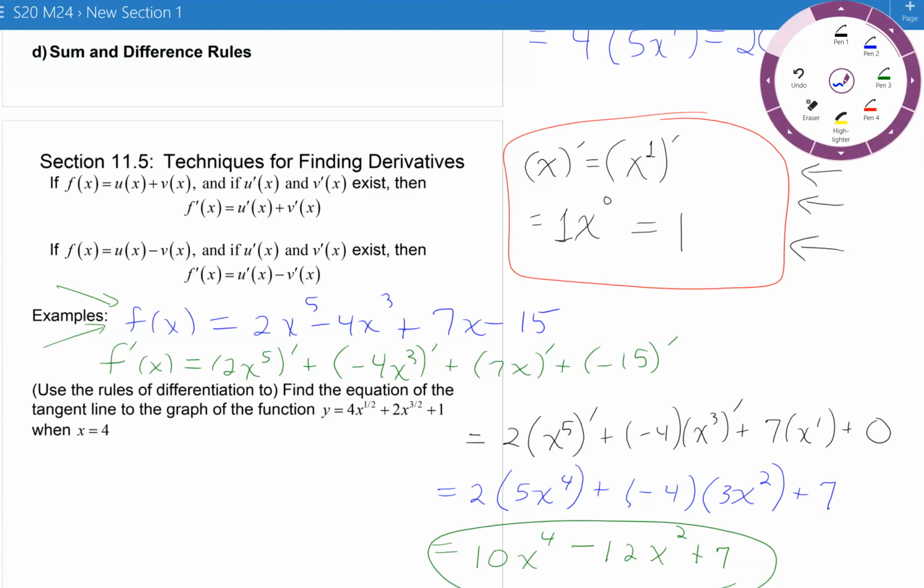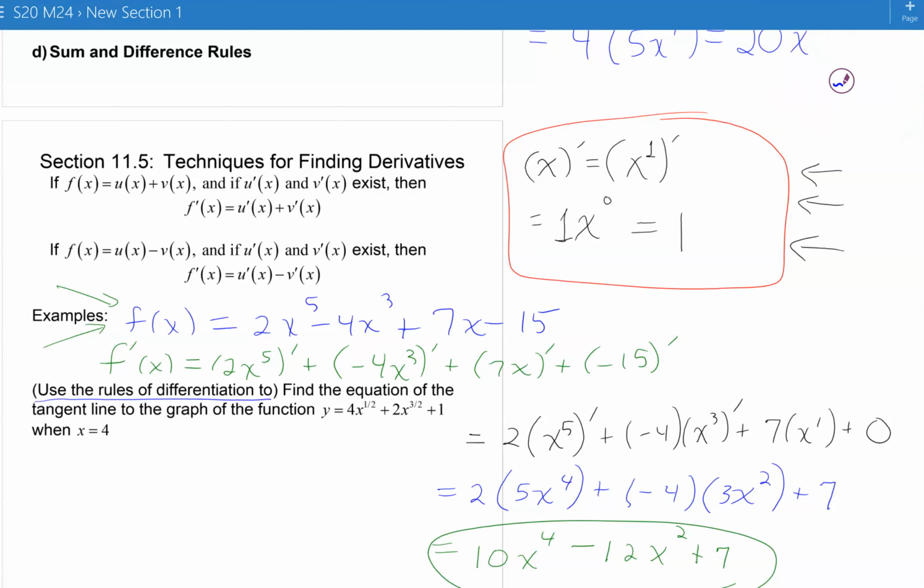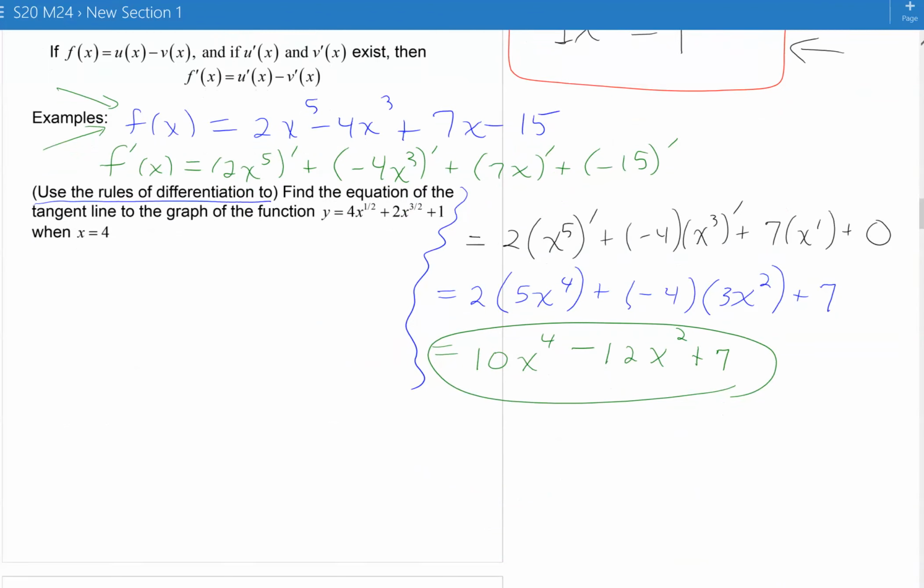Okay, so let's look at this example where the instructions say use the rules of differentiation to find the equation of the tangent line to this function y equals 4 times x to the 1/2 plus 2x to the 3/2 plus 1. The when x equals 4 part, that's the last thing we do. Don't even worry about it until we get to the very last step.